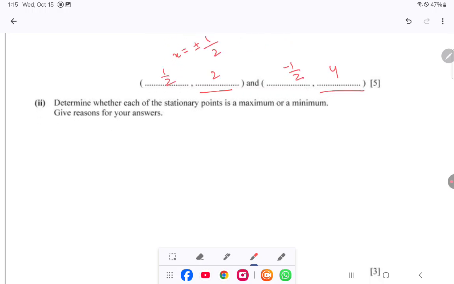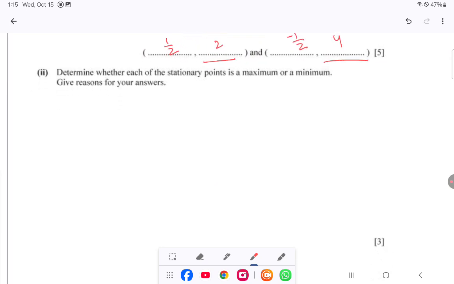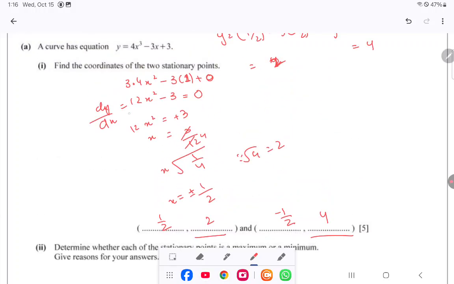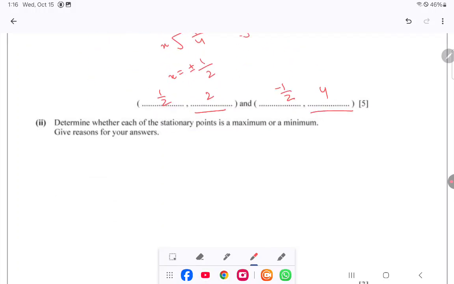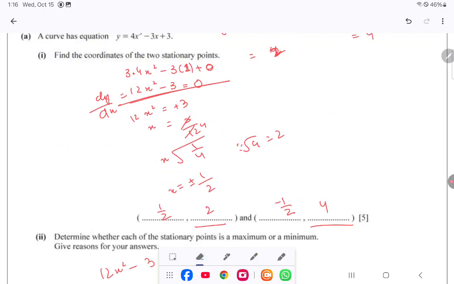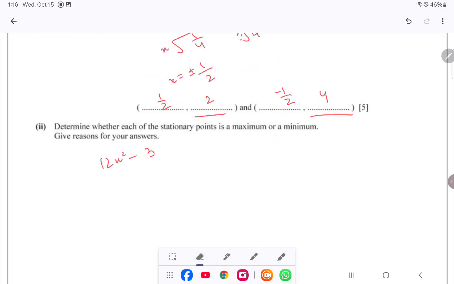Now in the second part, determine whether each stationary point is a maximum or minimum. Give reasons for your answer. So in order to determine the maximum and the minimum, we have to take the derivative again. So 12x squared minus 3, we have to take the derivative again.